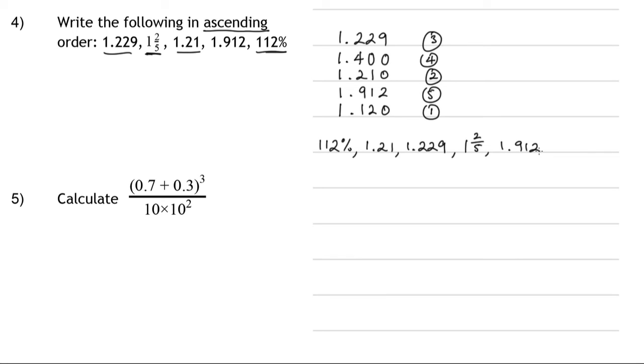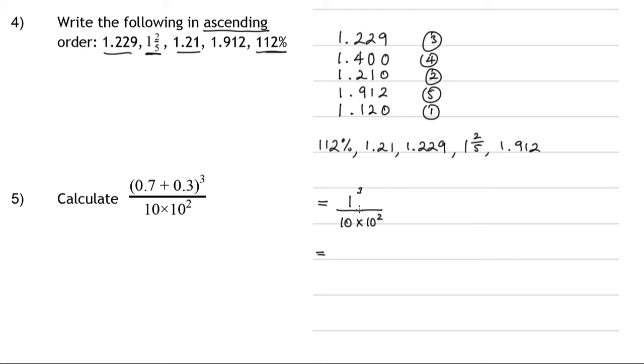1.912. For the fifth question, we have this calculation here, and obviously we need to use the order of operations. And I'm going to start with 0.7 plus 0.3. Well, 0.7 plus 0.3 is simply 1. So we get 1 cubed in the numerator, and that's divided by 10 times 10 squared.